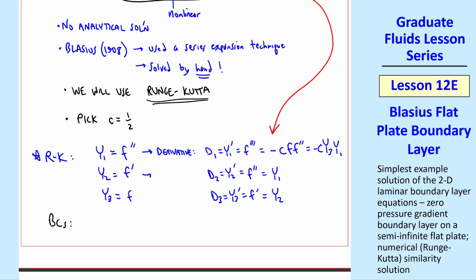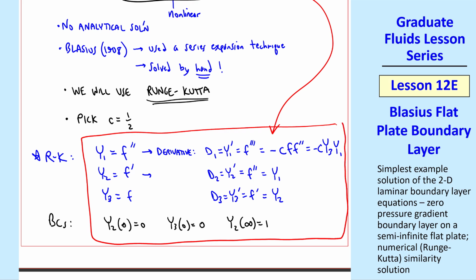Boundary conditions in terms of these y variables become y2 of 0 equals 0, y3 of 0 equals 0, and y2 of infinity equals 1. These are the equations that we put into our Runge-Kutta code. Well, as you recall, Runge-Kutta is a marching code, so if we march from eta equals 0 to infinity, we must meet these boundary conditions with these derivatives. But the problem is we don't have all the starting conditions, namely, we're missing y1 of 0. So what we have to do is guess y1 of 0 so that y2 of infinity is 1. This is the key to solving this problem.